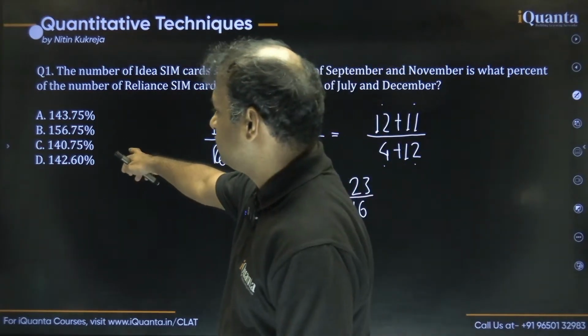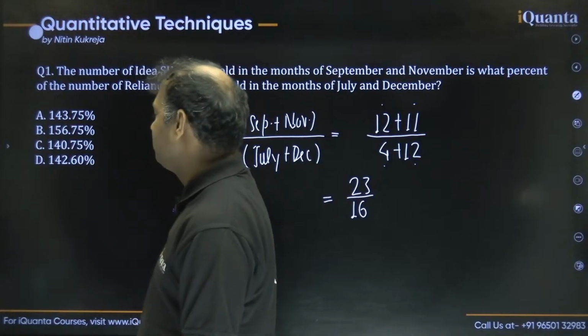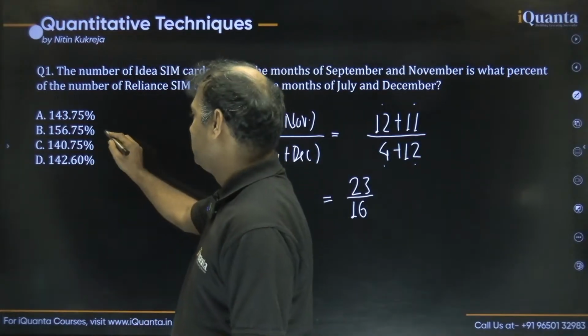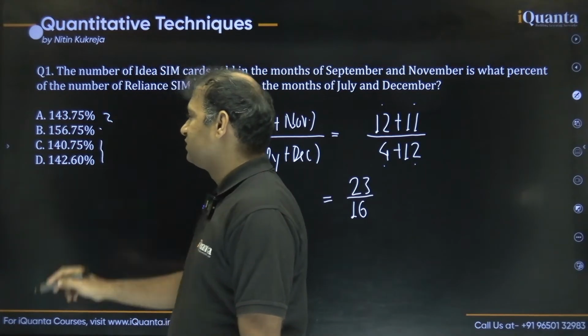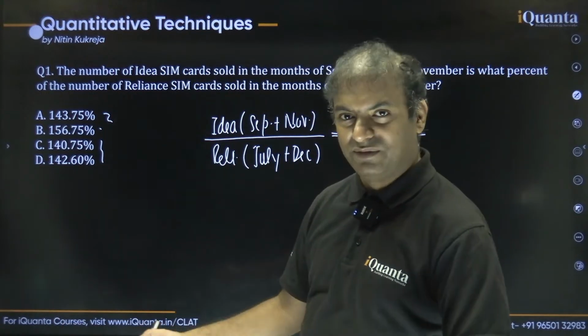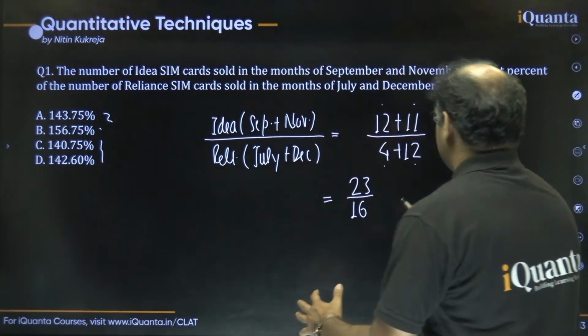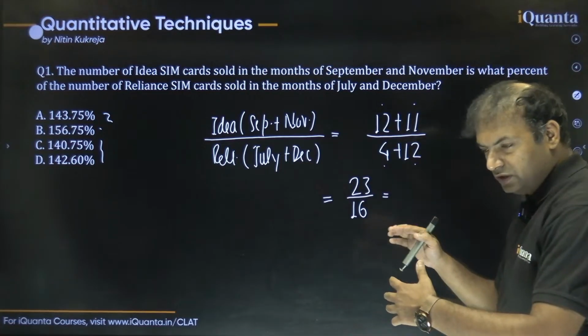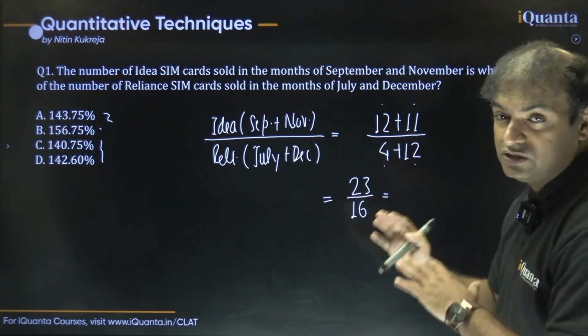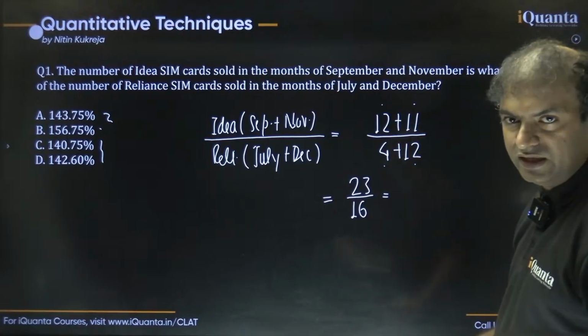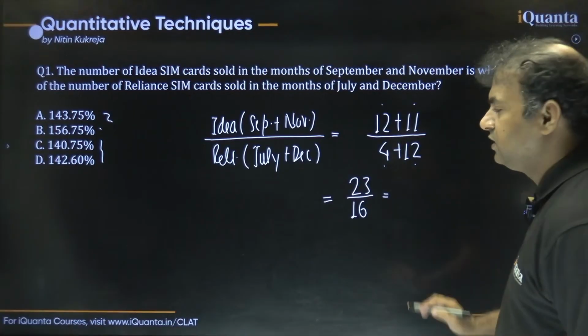Look at the options: 143, 156, 140, 152. Except this, the other three options are very close. All of them are close to 140 approx. So what shall we do here? See guys, either you can multiply by 100. That is one of the choices you always have. You can multiply by 100 anytime. But if we try to avoid multiplying by 100, then what would happen?